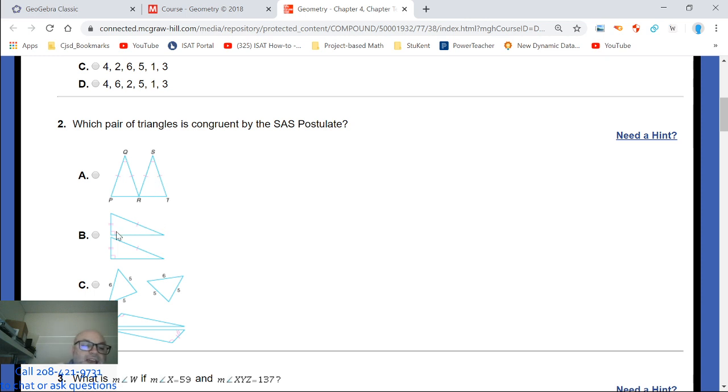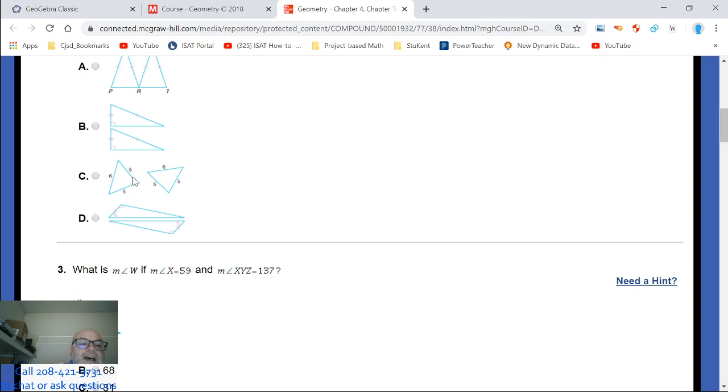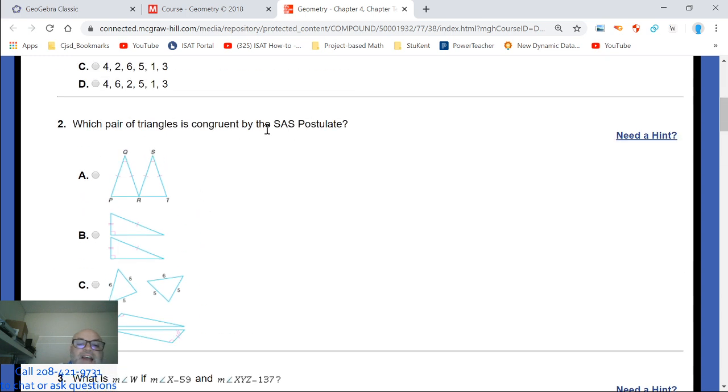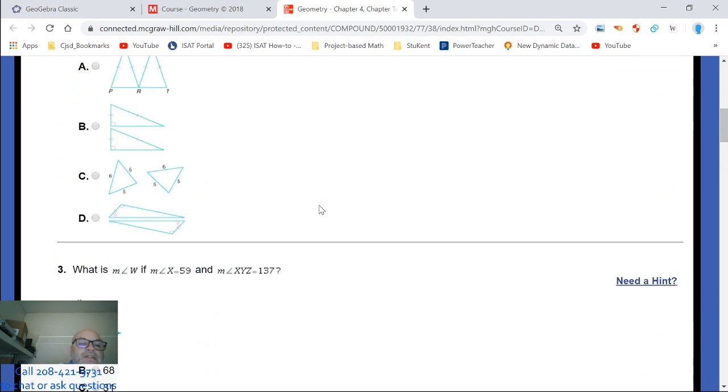This one has angle, side, side. Uh-oh, we know that's naughty. We're not going to do that in my classroom. No ASS, right? So that's not it. This one is side, side, side. 5, 5, and 6 matches 5, 5, and 6. So this would be side, side, side. And this is angle, side, angle. So the only one that was side, angle, side, what they're asking me about, would be A.